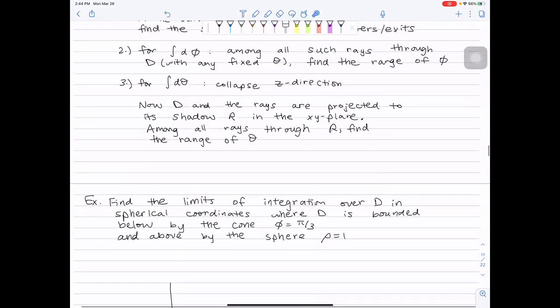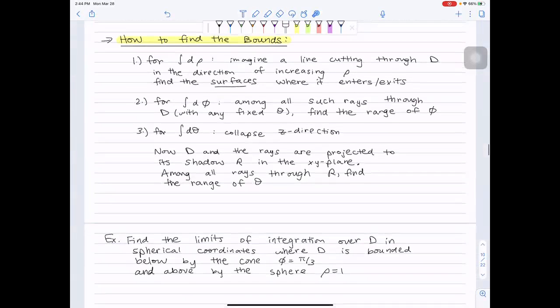Okay, let me give an overview first. How we're going to do this is we first want to find the rho bounds. So you want to find which surface you enter, which surface you exit. Next, we want to find the phi bounds. Phi meaning out of all the rays that you could draw radially outward, which one gives the smallest angle with respect to the positive z-axis, and which one gives the largest angle with respect to the positive z-axis. Then to find theta, you can collapse the z direction and find your theta. Is it a whole revolution, or what's your theta?